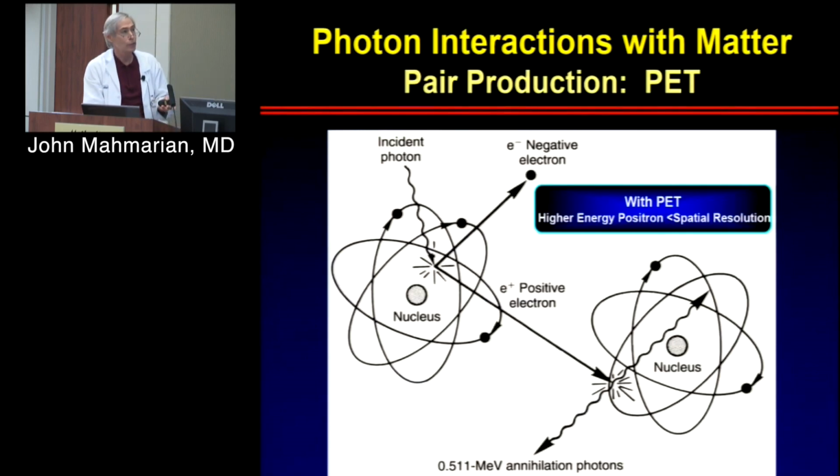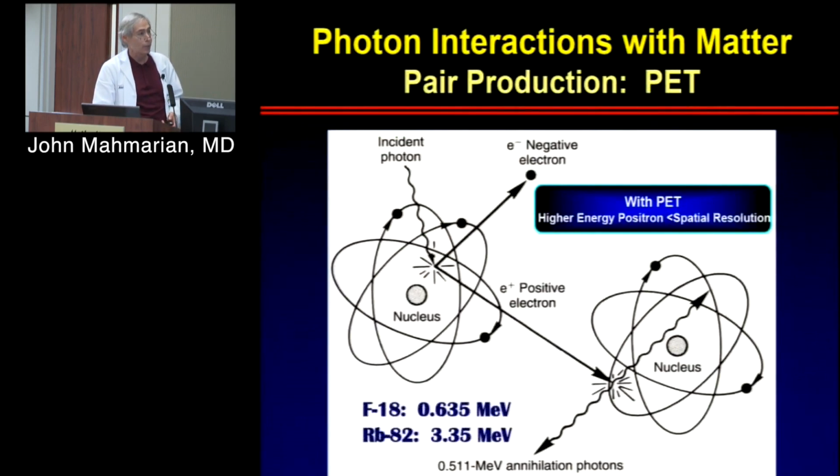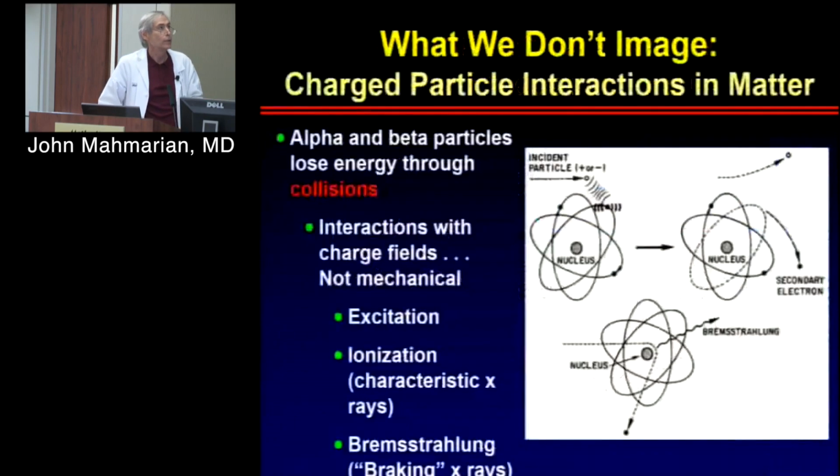And there are actually F18 agents that are being developed now, one being flurpiridaz, which I think is going to have very promising effects. This just goes to show you, F18 is 635 keV. Rubidium is 3,350 keV when it's emitted. Okay, so it's very high energy, travels very far, but unfortunately that is not good because it really affects your spatial resolution.